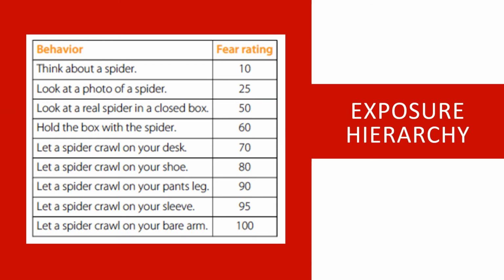So here's an example of the kind of exposure hierarchy that you might use if you were a behavioral therapist working with someone with a spider phobia, if you were planning to use systematic desensitization to treat their spider phobia. So on the left-hand side, you can see that this patient has listed a range of situations that they would find frightening and distressing. And on the right-hand side, they have rated these situations on a scale from 0, which is not scary at all, to 100, which is the most scary thing this patient could think of.